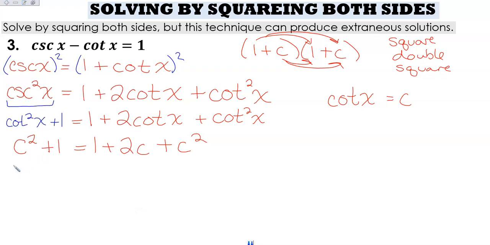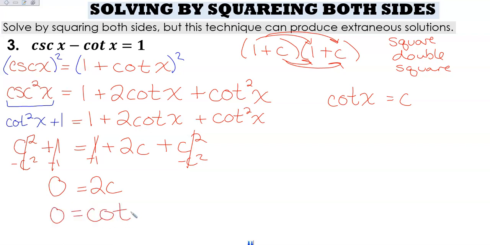Alright, I'm going to subtract c squared from both sides. These are going to zero out. I'm going to subtract 1 from both sides. These are going to zero out. So I'm going to be left with 0 is equal to 2c. Divide both sides by 2. I'm going to get 0, and I'm going to go ahead and put my cotangent back in.